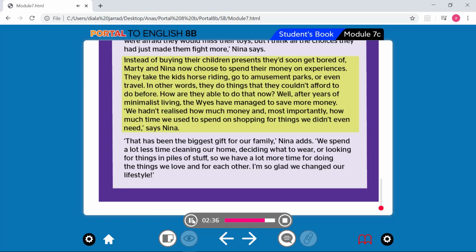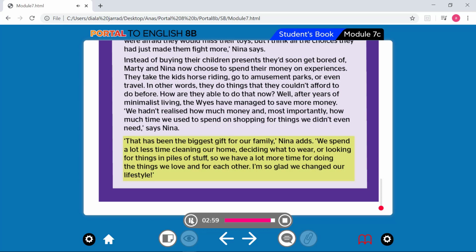In other words, they do things that they couldn't afford to do before. How are they able to do that now? Well, after years of minimalist living, the Ys have managed to save more money. We hadn't realized how much money and most importantly how much time we used to spend on shopping for things we didn't even need, says Nina. That has been the biggest gift for our family, Nina adds.